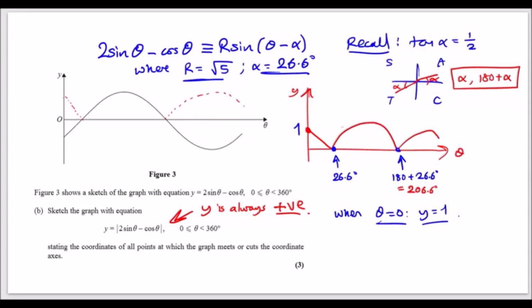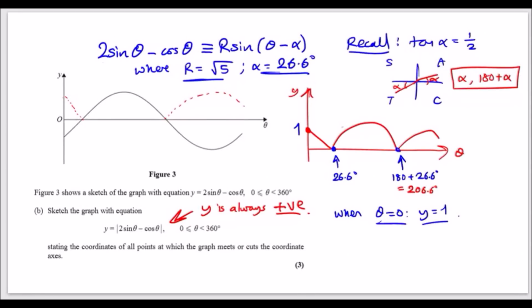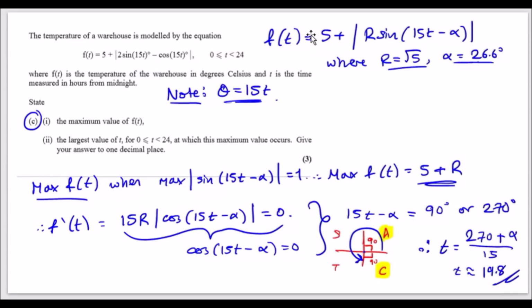Alright, let's move on to part C. So, here we go guys, almost done. Now, the temperature of a warehouse is modeled by this equation. Okay, so once again, the absolute value here. And the only difference from the previous one is that theta has now become 15t. So go ahead and copy the old R-sine equation, plug it in, and replace theta with 15t. So that's what we have thus far, okay? And I usually leave it in its original form, not the updated form.